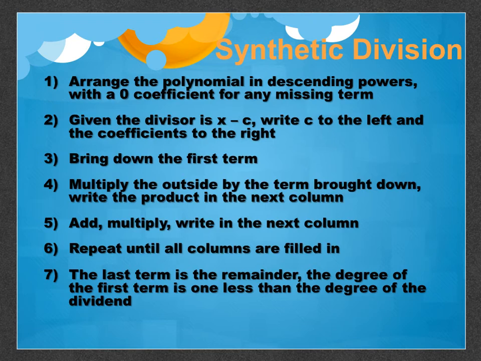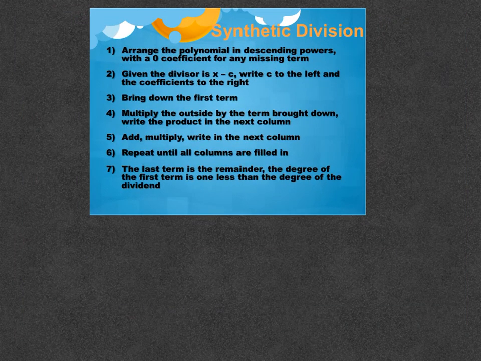So the first thing you're going to do is the same step. Arrange the polynomial in descending powers with 0 coefficient for any missing terms. Then, given the divisor is x minus c, you're going to write c on the outside of the box. So this synthetic division looks something like this. A number goes on the outside. All the coefficients come here.